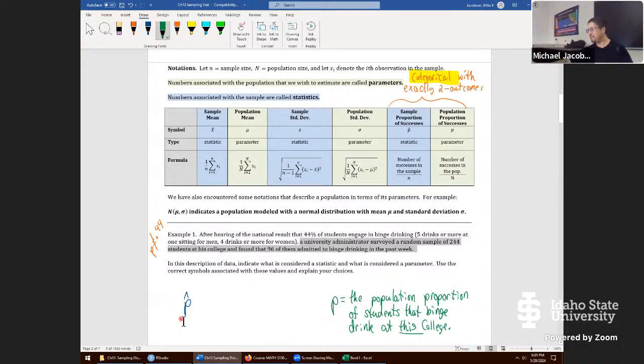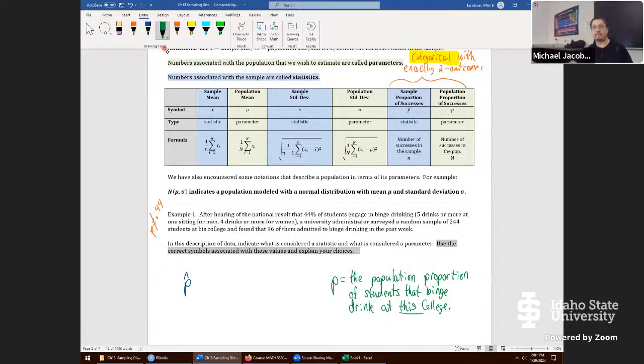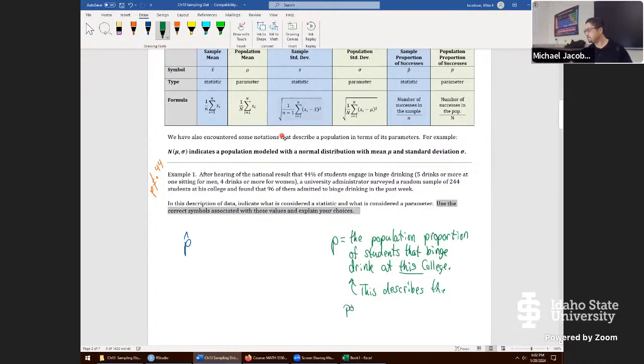The statistic is not so bad. It says indicate which is considered the statistic, what's considered a parameter. We use the correct symbols and explain our choices. Here we could say that that's our p, since this describes the population, and so it's a parameter. So that's our explain your choices there. I forgot to read the whole explain, so let's pen that in just to fix it.